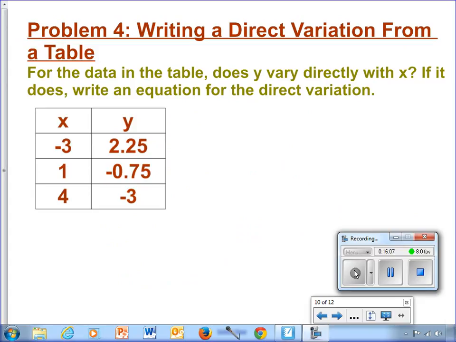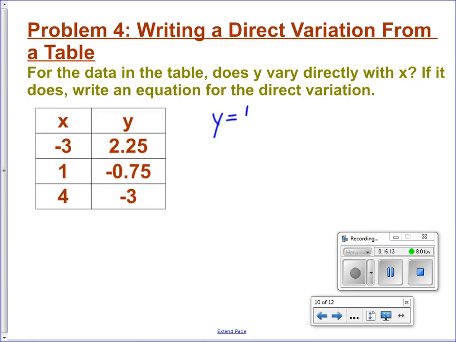All right, for problem number 4, as we look at the data in the table, let's go back to our direct variation model, y equals kx. If I were to take this equation and divide both sides by x, my x's would cancel out on the right-hand side, leaving me with k. And on the left-hand side, I simply have y divided by x. So, as we look at a table, if we take each y and divide it by the x, and we keep getting the same constant, then we would have a direct variation.